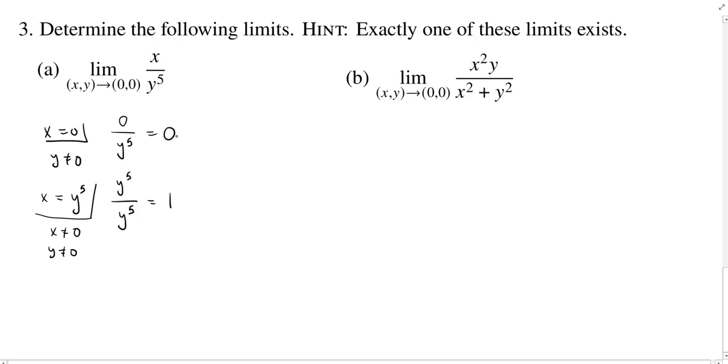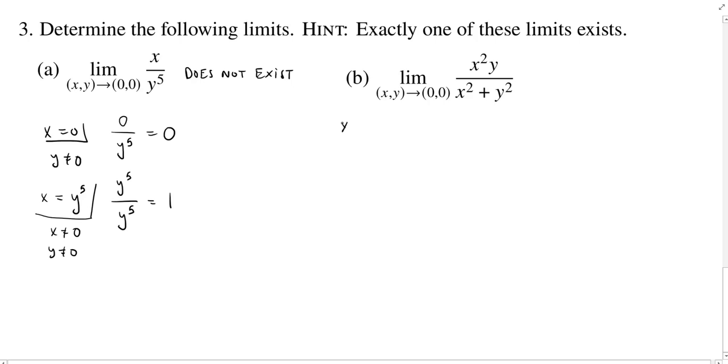Well, this tells you that along different curves going towards 0, you get different limits, which means that the overall limit does not exist. The hint told us exactly one of them does exist, so that means it must be B. So let's see how we can show that it does exist.